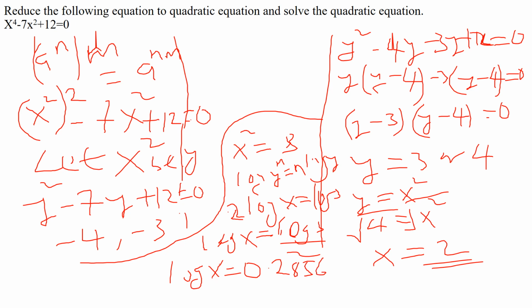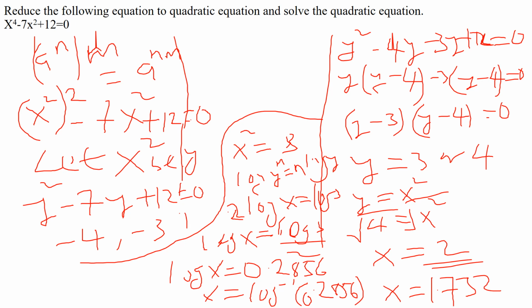0.2856. So now to get the value of x, I just get the shift log, or the antilogarithm of this. So in this case I'll have log inverse of 0.2856, which gives me another value of x as 1.731. And that is how you can reduce any polynomial equation to a quadratic equation and solve it using any of the formulas.